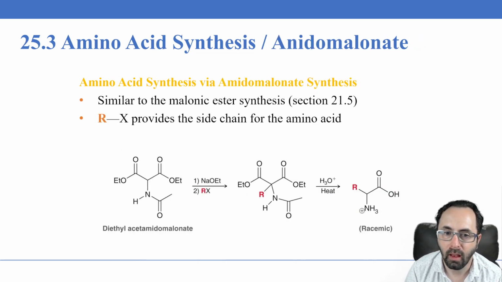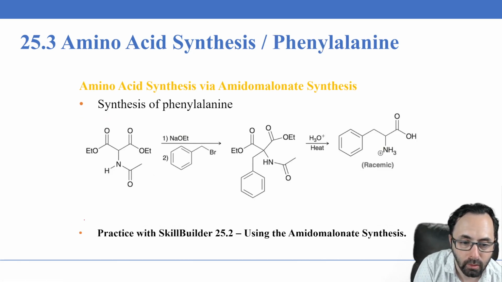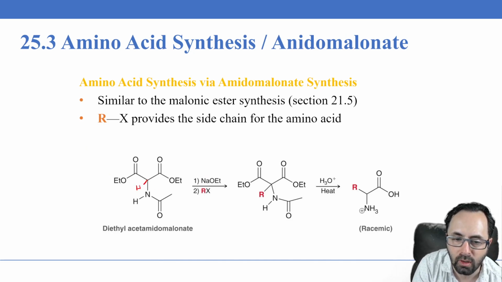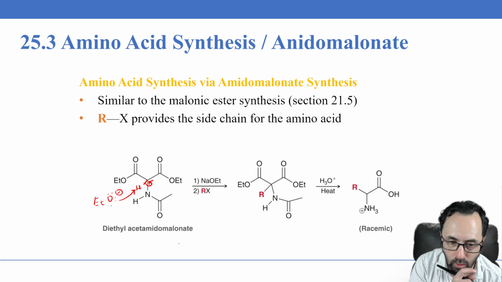We can also synthesize an amino acid from diethyl acetamidomalonate, and this is similar to the malonic ester synthesis from chapter 21. In this structure, this carbon has a hydrogen, and that hydrogen has a particularly low pKa, a particularly high acidity, because it's alpha to two carbonyl groups. If we have a strong base like sodium ethoxide, it can remove this proton, and that's going to leave these electrons as a lone pair.